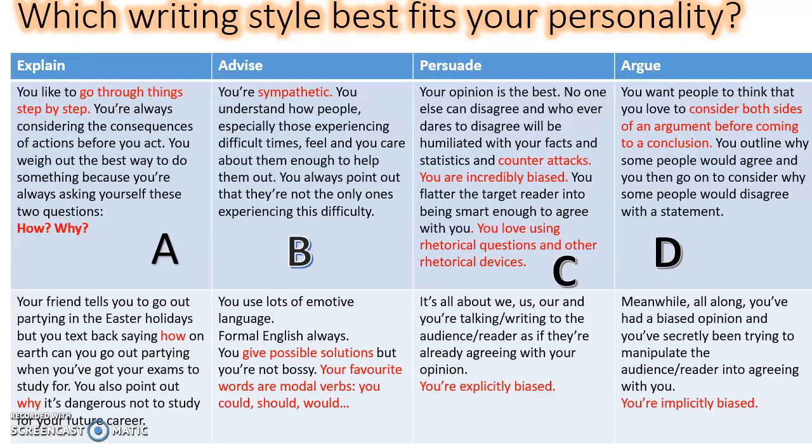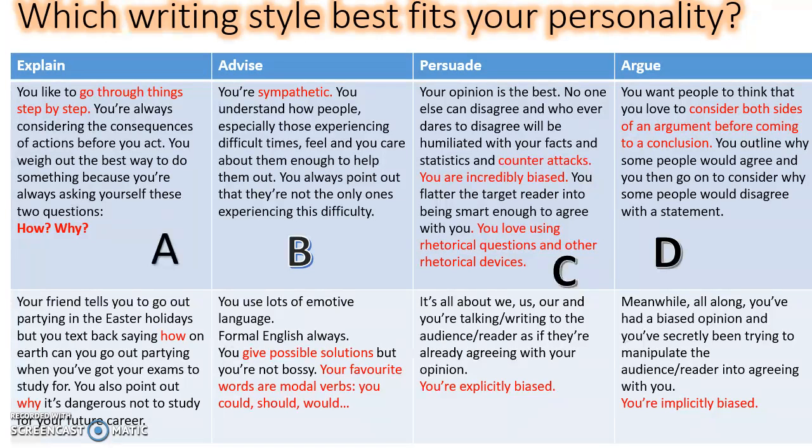If you're writing to argue, you pretend to look really balanced. You say, some people have said, and I understand that some people might disagree and say this. And then you come to a conclusion at the end of the essay, or you can start off with a clear opinion. On the whole, you need to make sure that you're not as biased as persuasive writing. When you're explaining, you have to go through things step by step, explain how and why.